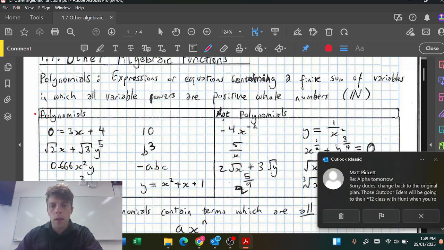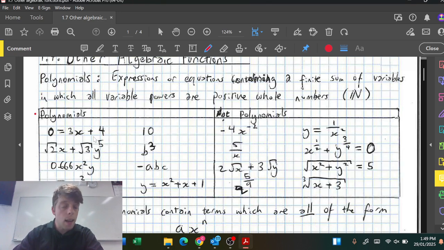Why is it degree 1? You can see here we have just an x in the equation. We have 3x, that's x to the power of 1. The highest power of the variable in this equation is just 1. So this is of degree 1. It's a polynomial. Why is this one a polynomial?